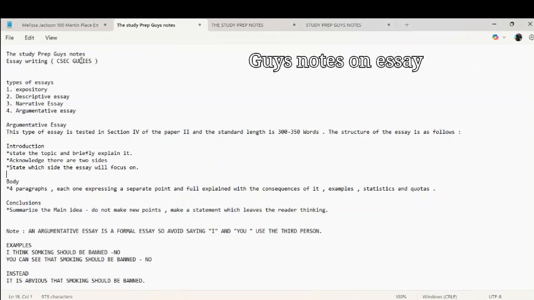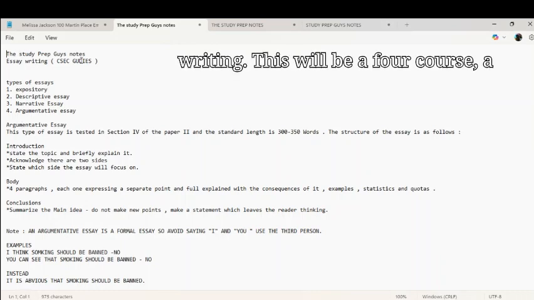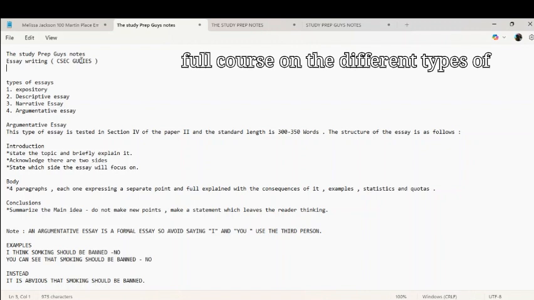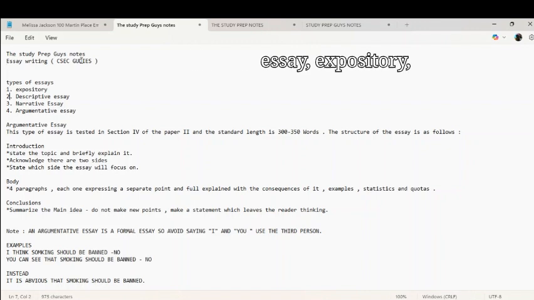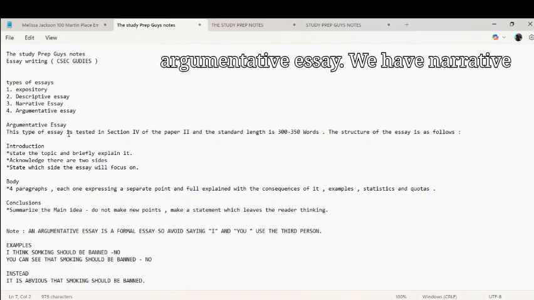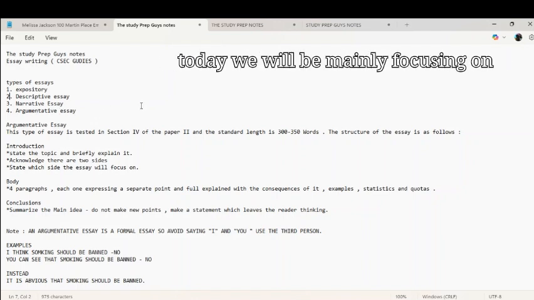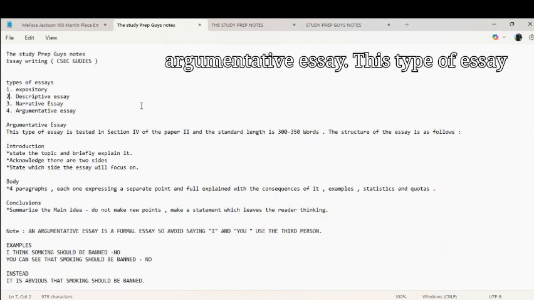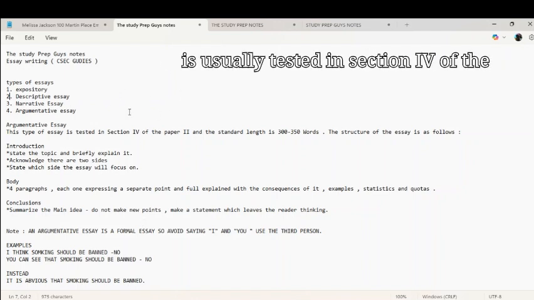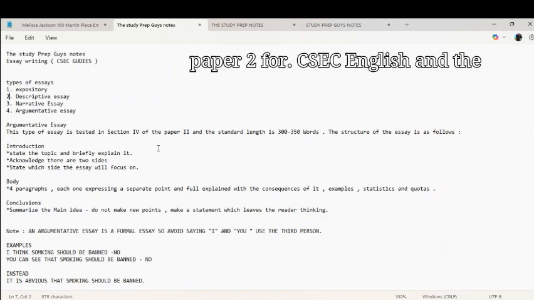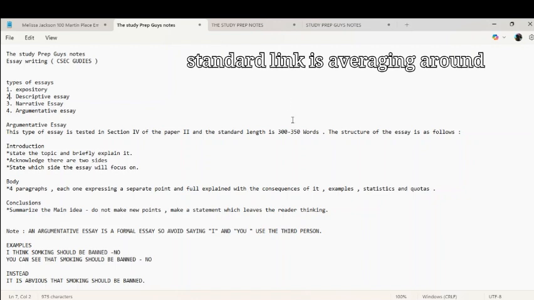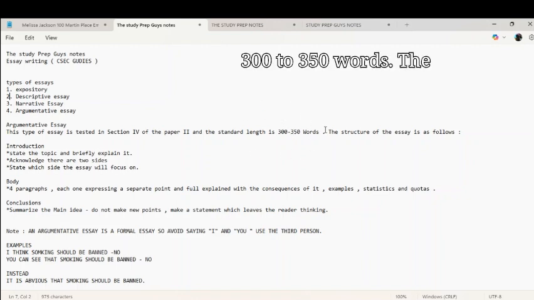This is the Study Prep Guys notes on essay writing. This will be a full course on the different types of essay: expository, argumentative, narrative, and descriptive. But for today, we will be mainly focusing on the argumentative essay. This type of essay is usually tested in Section IV of Paper 2 for CSEC English, and the standard length averages around 300 to 350 words.